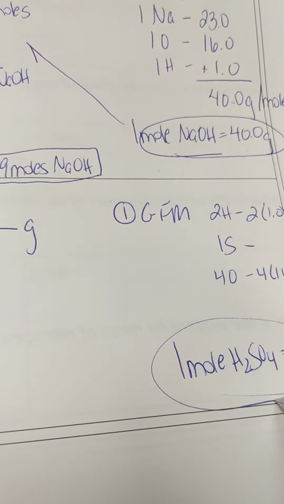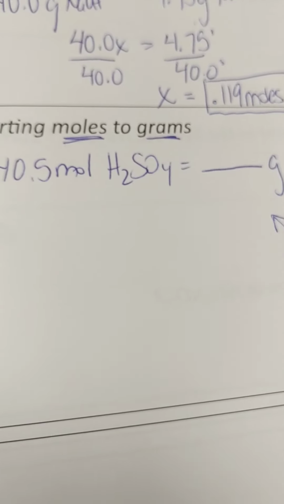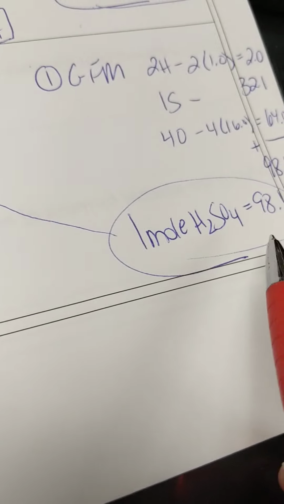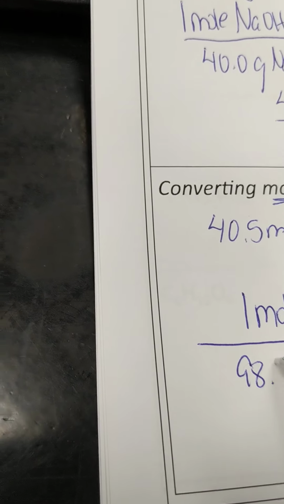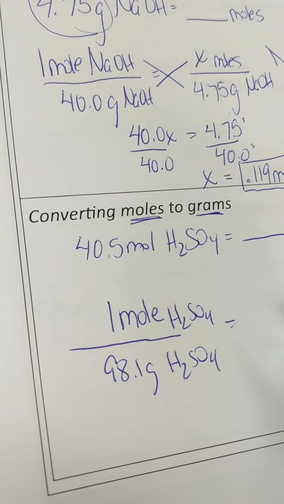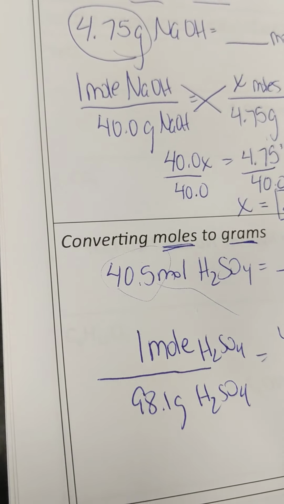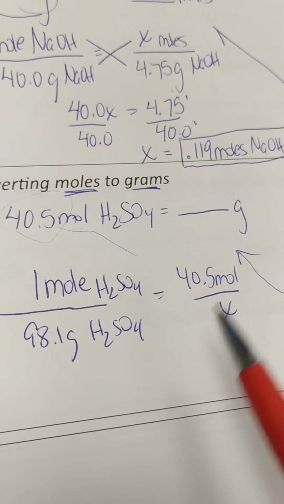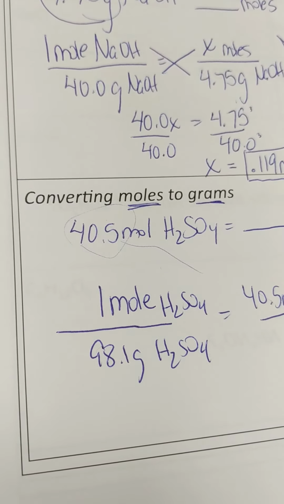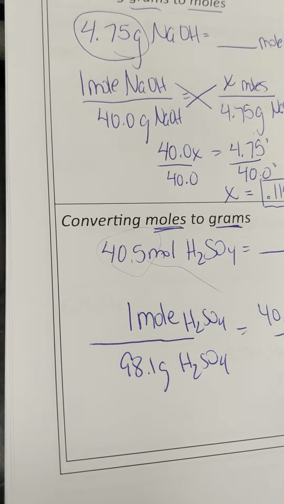So again, I'm going to use this ratio to solve. I know 1 mole of H2SO4 is 98.1 grams. Now I want to know if 40.5 moles is how many grams. This time my X is on the bottom because grams is what I'm trying to find out. X is what I don't know. Moles is what I do know. So 1 mole is 98.1 grams. 40.5 moles is how many grams?